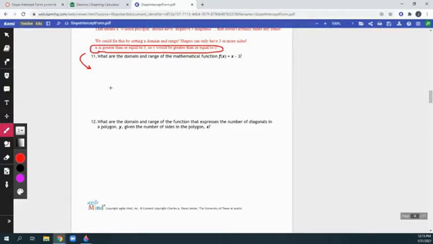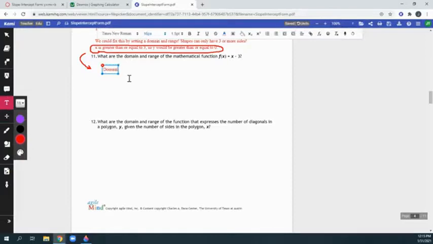But I would go even further, because we just said you can't have a 3.5-sided shape or 2.5 diagonals. You can't have decimals either. So rather than just saying x has to be bigger than 3, I would say the domain is x is a counting number, 3 or greater.